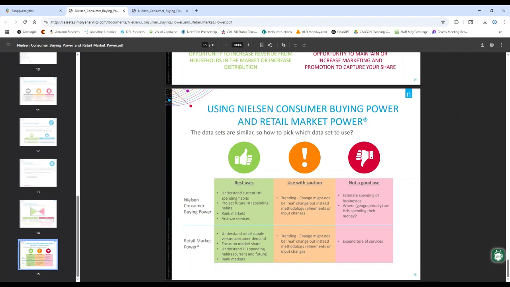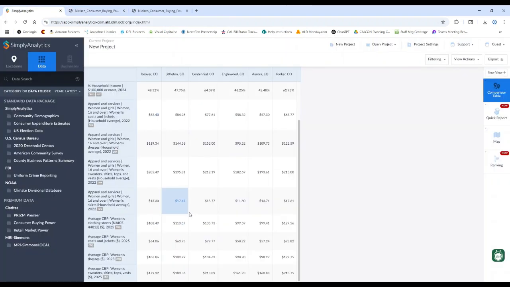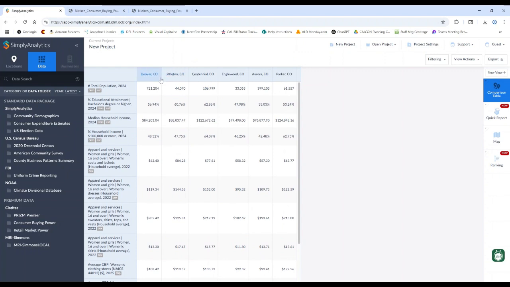I will talk about retail market power in a future report. I think the consumer buying power is the more interesting and the more important one for most of the small business owners I work with. And so, as you've seen today, you start out just like usual, you build up your chart, you get your different values, and then you come here into the data folders and you've got consumer expenditures from the Bureau of Labor Statistics. And then under premium data, we've got consumer buying power from Nielsen.